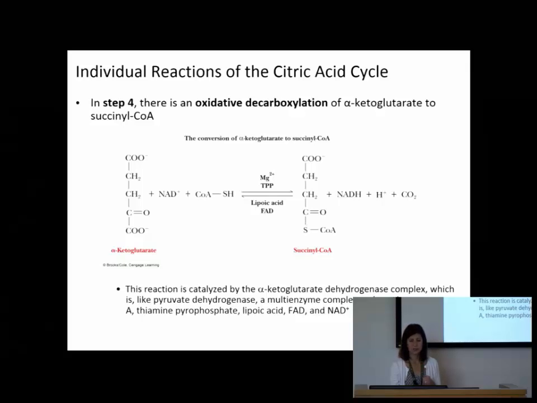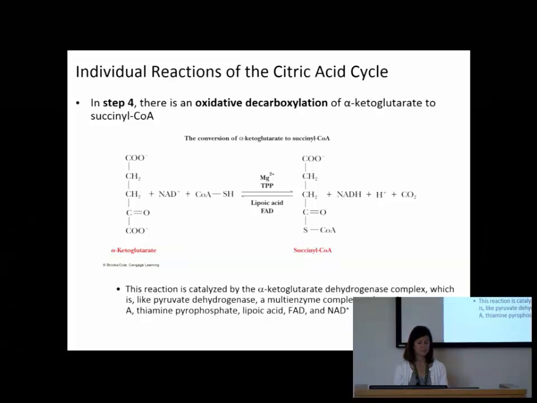So the enzyme for this controlled step, carbon dioxide, is alpha-ketoglutarate dehydrogenase, and it's a complex. It's much like that pyruvate dehydrogenase complex in our pre-citric acid cycle. I'm not going to go through it in detail, but it has the same things, coenzyme A, TPP, lipoic acid, all right, and we get an NADH out of it, so it's a lot like that.